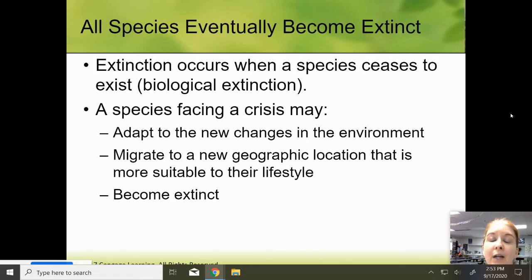So you've got three options for a species facing a crisis. You can adapt to the new changes in the environment. You can move, go to a new geographical location that is more suitable to their lifestyle. Hey, this isn't working for them anymore. We're going to move. Or you become extinct. So you pretty much need to change, move, or die. Those are your options. Now, last time I checked, we can't just fly off to Mars. So the moving thing off this planet isn't going to work. So we need to figure out how to adapt to all of our changes in our environment before we become extinct.